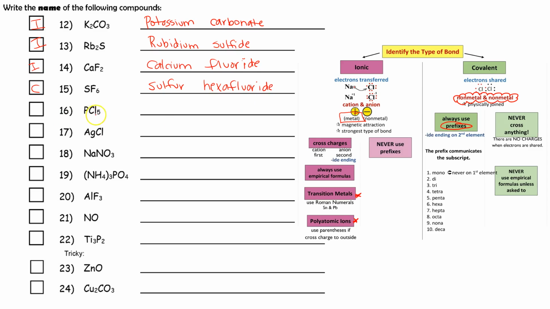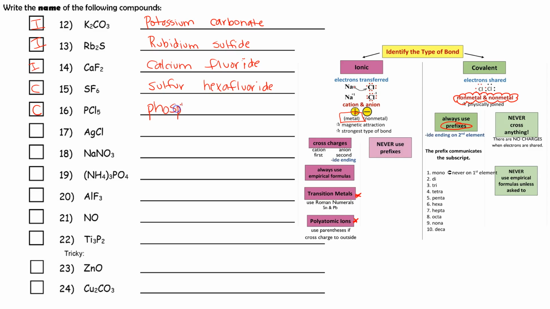Number 16, PCl5. We're going to have to look at what types of elements we have. So we've got phosphorus, nonmetal. Chlorine, nonmetal. Anytime you have nonmetals, it's going to be together, it's going to be covalent. So this is going to be covalent. Again, I'm always going to use prefixes, but never put mono on the first element. Because there is a subscript of 1 here, I will not put mono, because mono can only go on the second element, not the first.